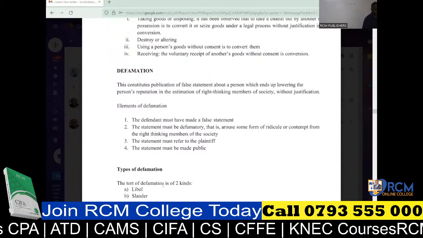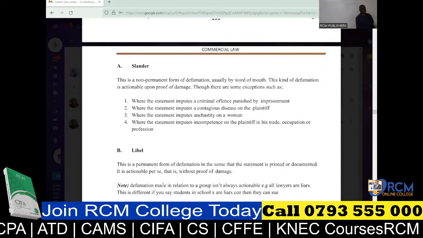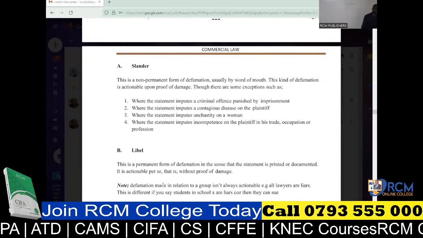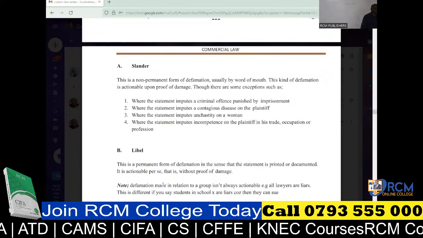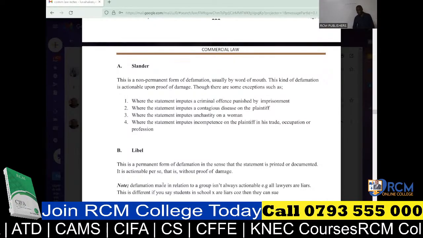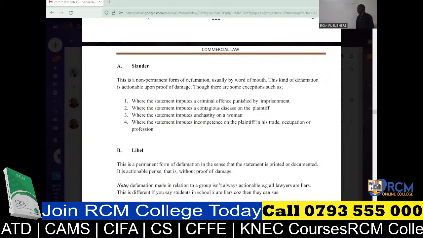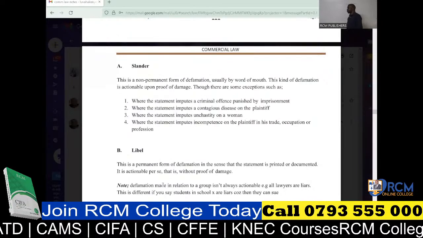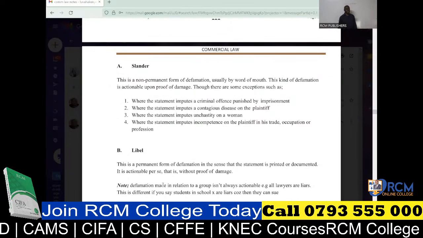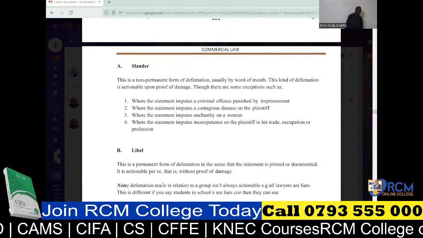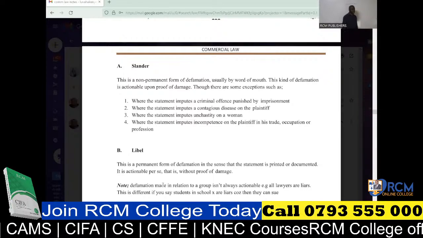So we are saying it can be of two types, libel or slander. So this is what you mean by slander. It is a non-permanent form of defamation, usually by word of mouth. So this kind of defamation is actionable upon proof of damage. That point is actually very important, that it is actionable only upon proving there was damage that was actually caused. So if you can't prove damage, it simply means that you can't bring an action of defamation under slander in such a case.